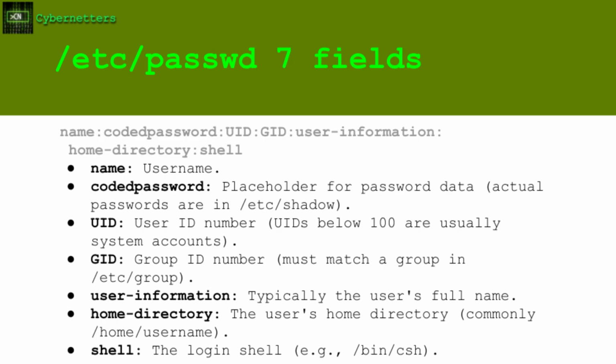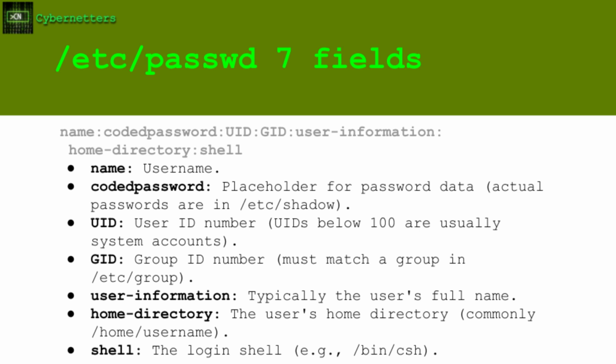The /etc/passwd file contains 7 key fields that define the user account on a Unix system. Each field is separated by a colon, and they provide details like the name, which is the actual username, and the coded password, which is a placeholder X since real passwords are stored securely in /etc/shadow. And then you have the UID, or user ID, which is a unique number assigned to each user. System accounts are usually under 100, by the way.